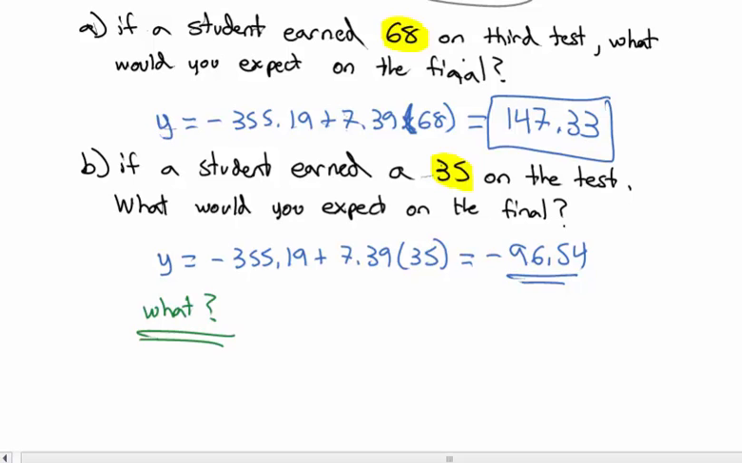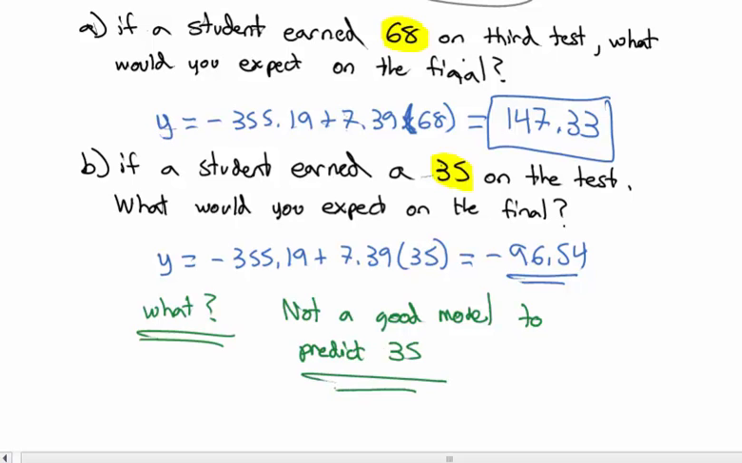35 is way out there past our data. So it's probably not a good model to predict 35, because what we know is so far removed from this data value.